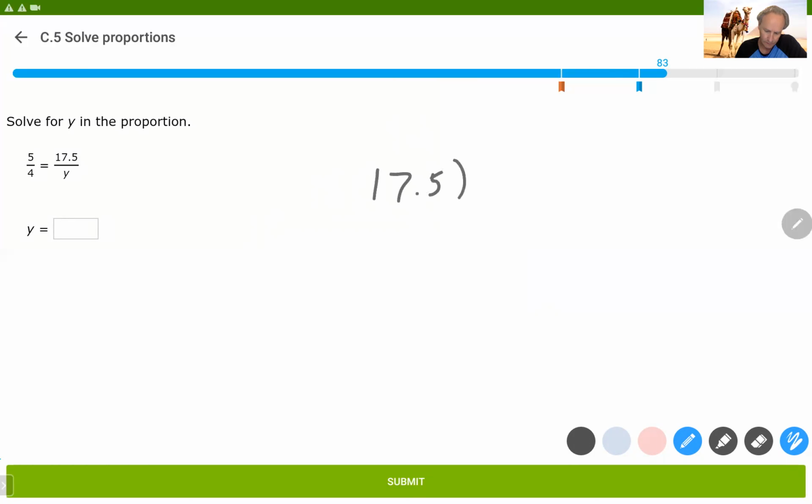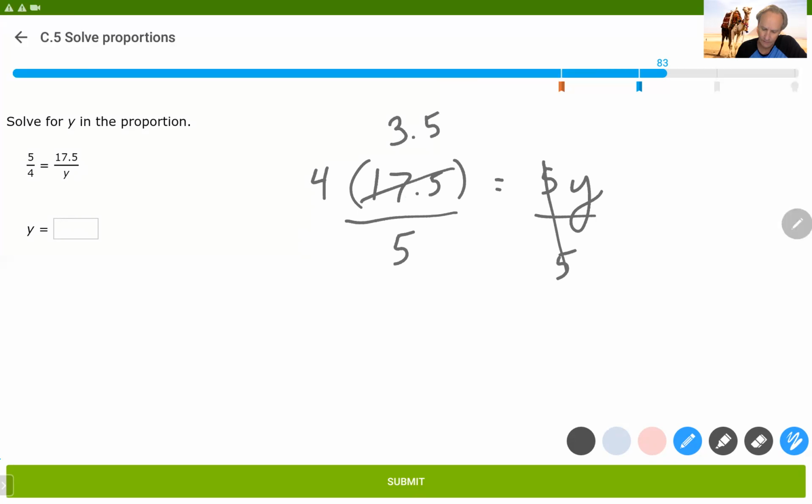17.5 times 4 is equal to 5y, and divide by 5. And all I'm going to do is just divide the 5 into the 17.5. It goes into 3.5 times. And then I multiply the 4 times the 3.5, which is 14.